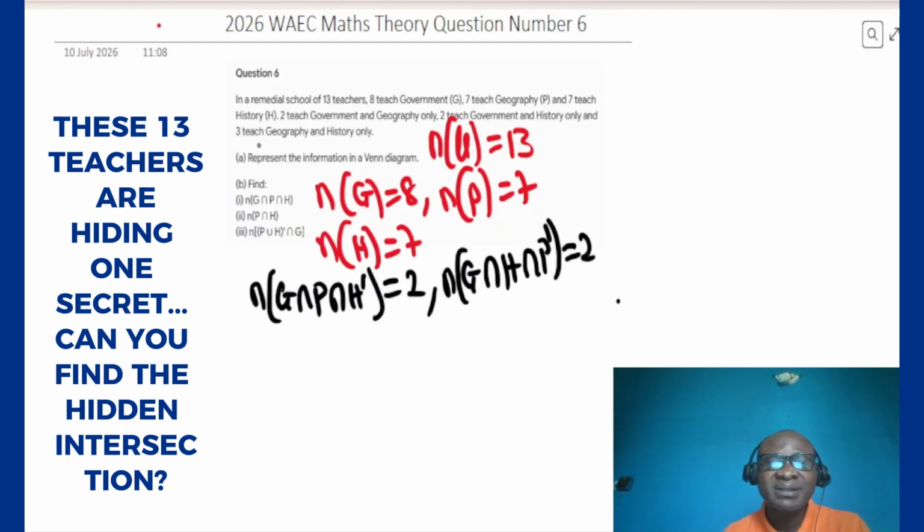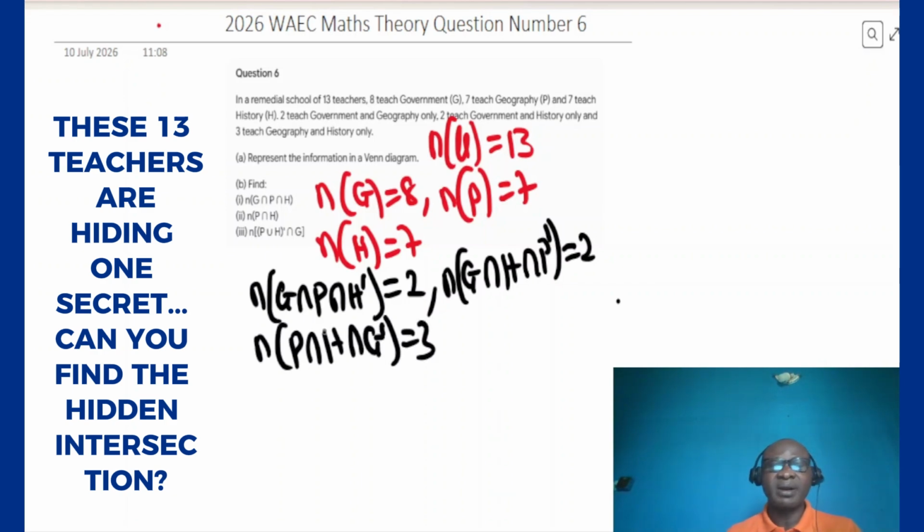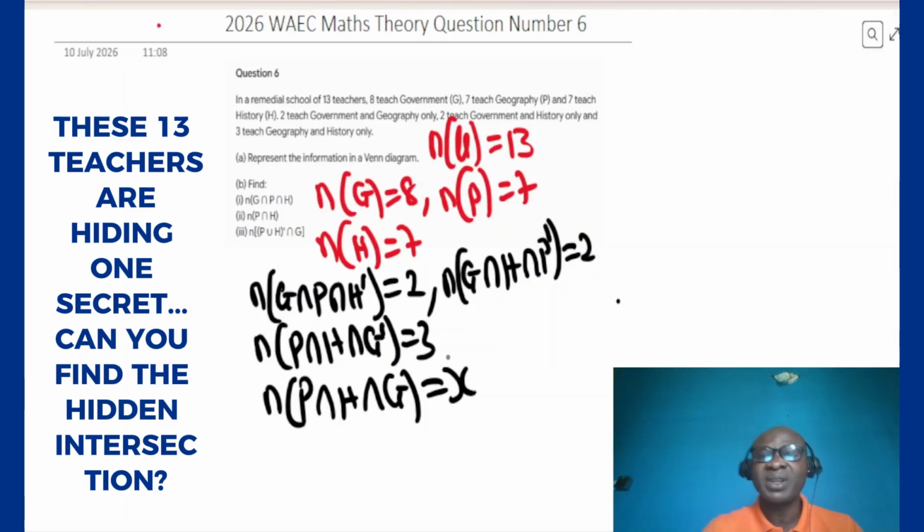Another information is that 3 teach geography and history, so the number of those who teach geography intersection history but not government is 3. All right, so this information is captured. One more information is the number of those who teach geography intersection history intersection government. They were not given, so we give them X.